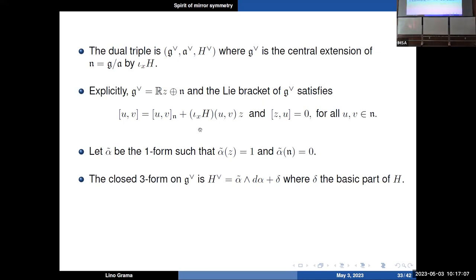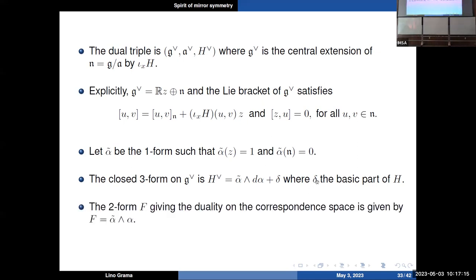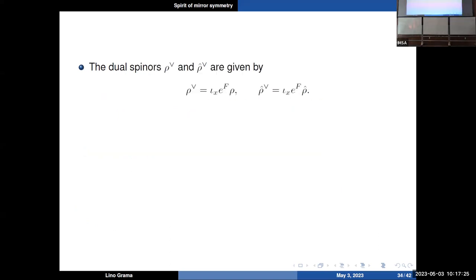And we also have the explicit three form, when this part is tangent to the base, it's a basic part. And we also have this two form, which is explicitly given by these two vectors that appear in the construction. And the spinors are related by this form. We arrive at the hol check and the hol hat check.